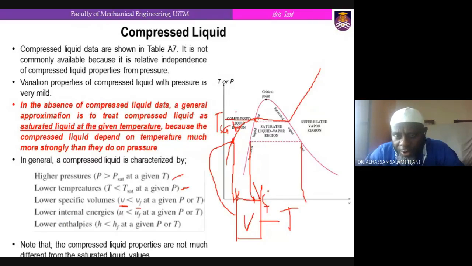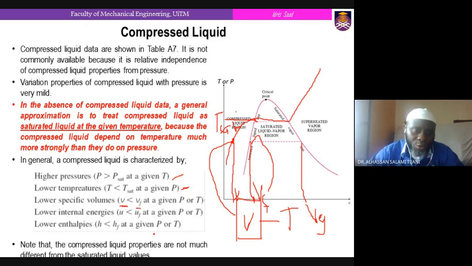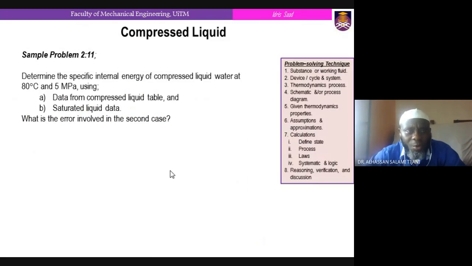Vf is the specific volume at the saturated liquid state, and the specific volume at the saturated vapor state corresponds to Vg. The same applies to U, internal energy, and enthalpy, and so on and so forth. So there's not so much to talk about over here, except that we have to solve some questions to understand the concept.